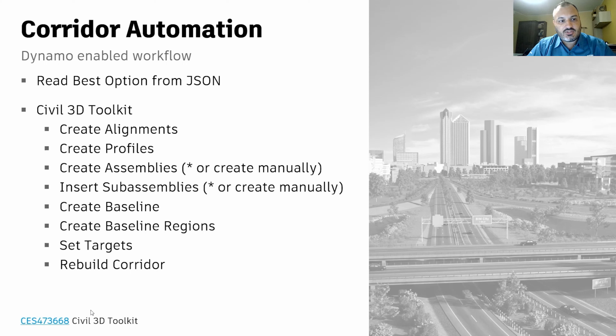So to do that, we're going to leverage the nodes contained in the Civil 3D Toolkit package. You can leverage the inputs that you're receiving from the JSON file to create alignments, profiles, assemblies and subassemblies, or if you decide to create them manually and just leverage the template, it's also okay. You can create then the baselines and the regions, set the targets, in this case the existing ground, and finally rebuild the corridor. So in one graph, you can actually recreate the entire corridor.